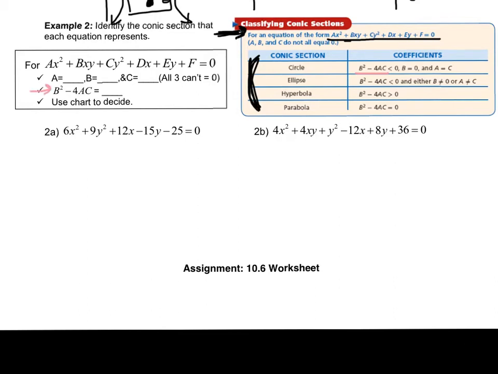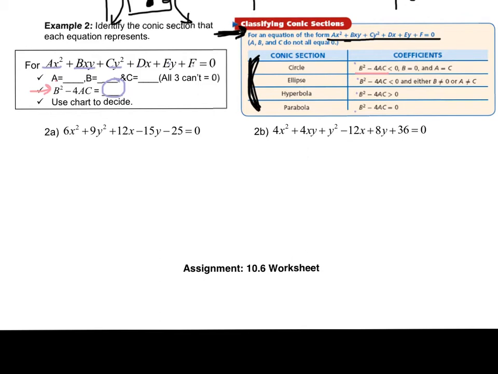So we just need to figure out what the numbers for A, B, and C are. So let's look here. A is always in front of the x squared. B is always in front of the x and y right next to each other. And the C is always in front of the y squared. We could figure out what D, E, and F are, but we don't need them for the formula, so we honestly don't care about them to decide. So let's figure out what A, B, and C are. We'll plug them into the b squared minus 4ac formula, and depending on what we get for our answer, we'll be able to match it up with one of these situations.